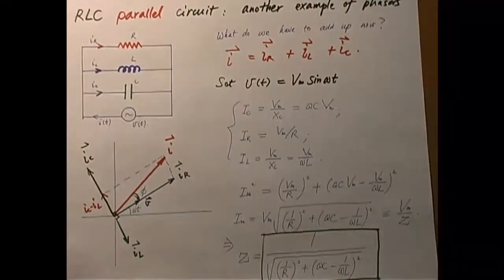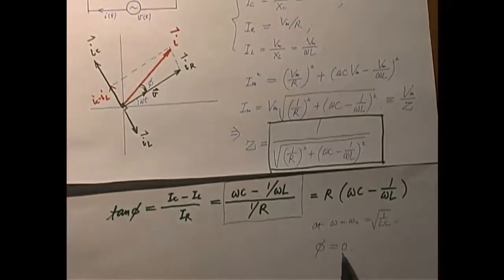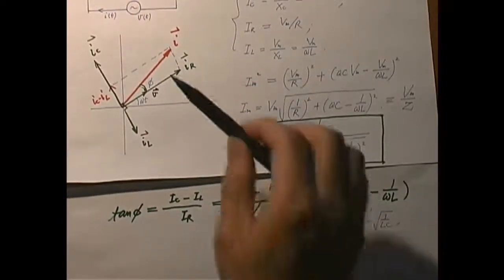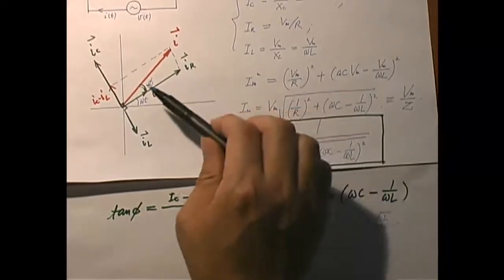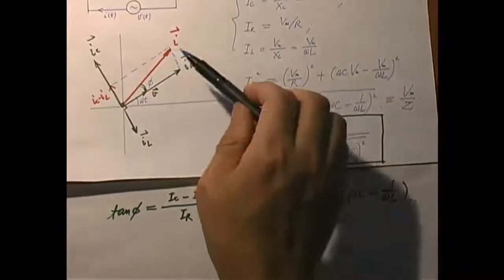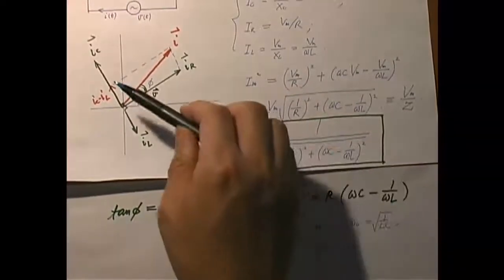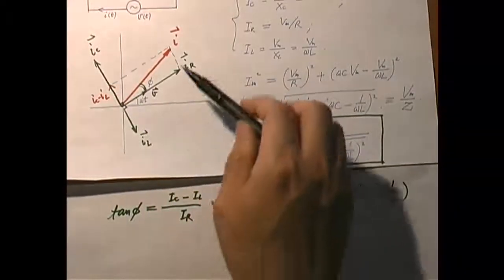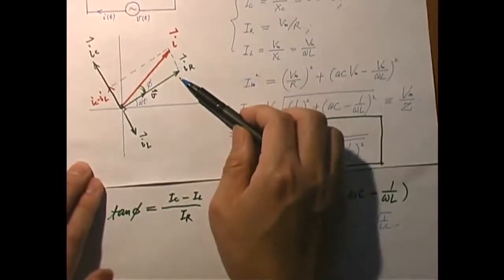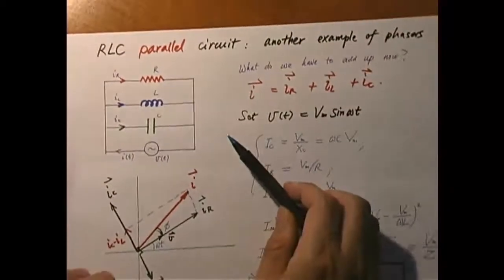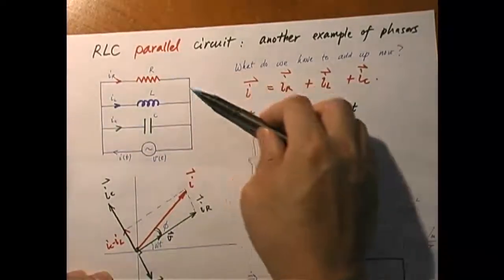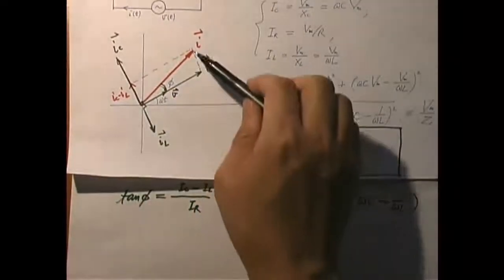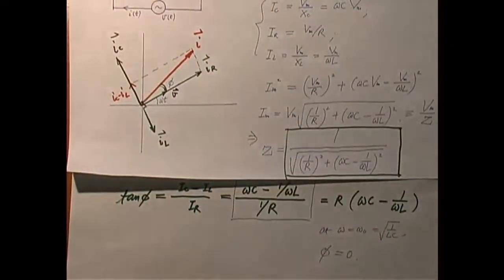And no wonder phi is equal to 0, because phi is the phase angle between the total current and the current in the resistor. At that frequency, there is no net current for IC and IL. So the total current is the current going through the resistor, because these two branches have no net current flowing through them. Total current just flows like this. So the angle phi, no wonder it's equal to 0, because these two vectors are really the same vector.